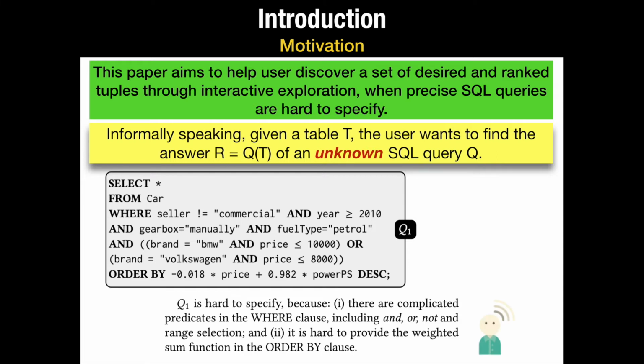Q1 is hard to specify because there are complicated predicates in the where clause, including and, or, not, and range selection, and it is hard to provide the weighted sum function in the order by clause.